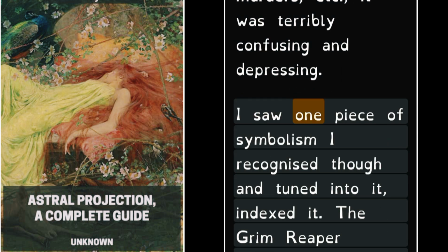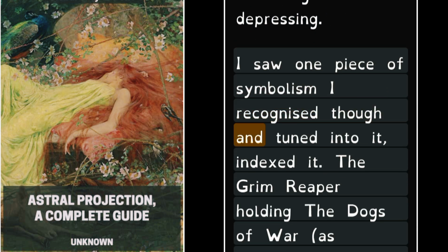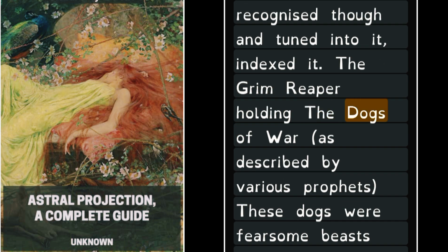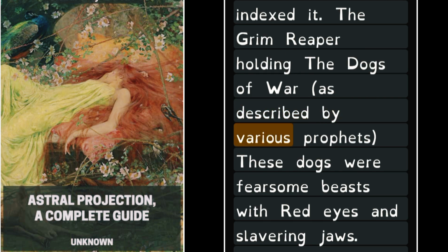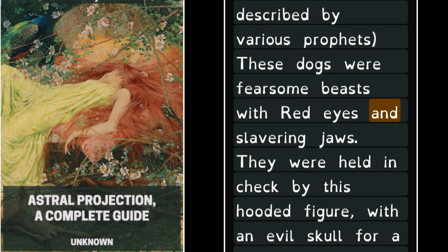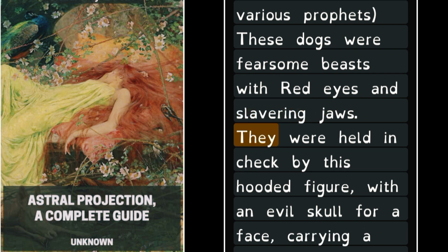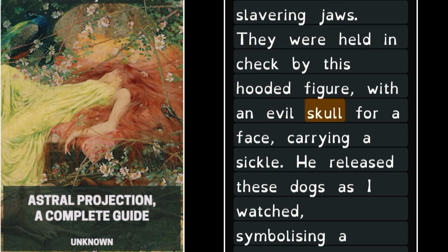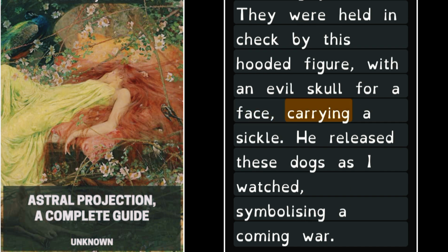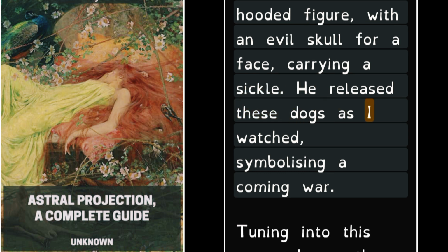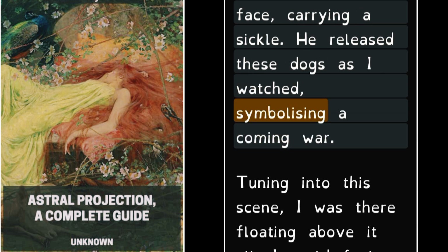I saw one piece of symbolism I recognized, though, and tuned into it, indexed it. The Grim Reaper holding the dogs of war, as described by various prophets. These dogs were fearsome beasts with red eyes and slavering jaws. They were held in check by this hooded figure, with an evil skull for a face, carrying a sickle. He released these dogs as I watched, symbolizing a coming war.